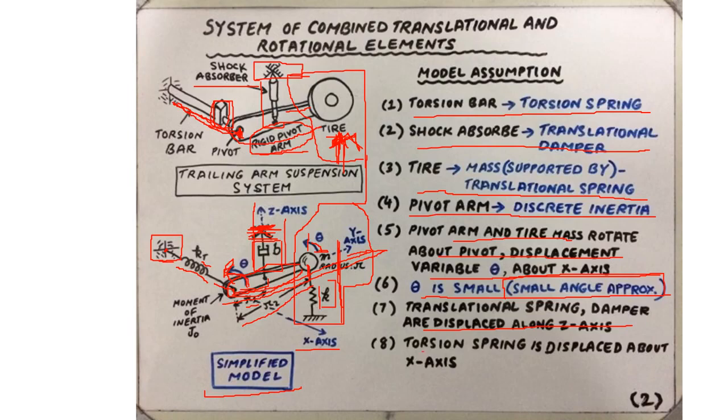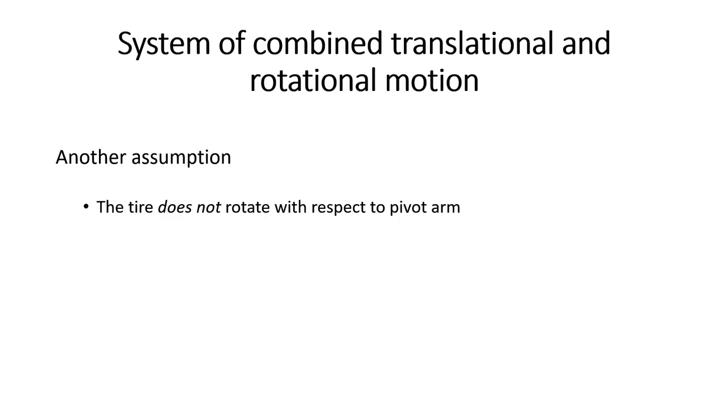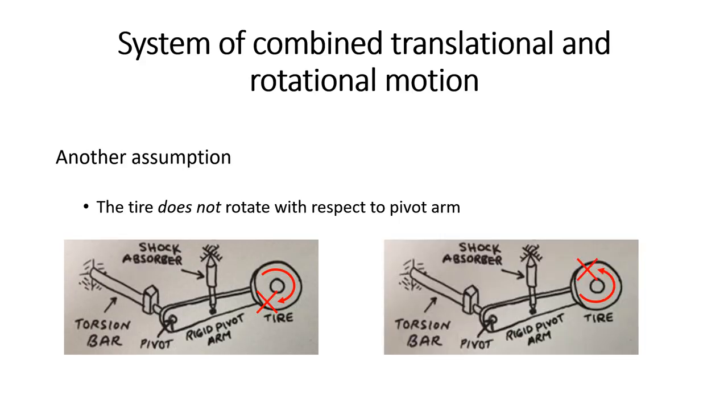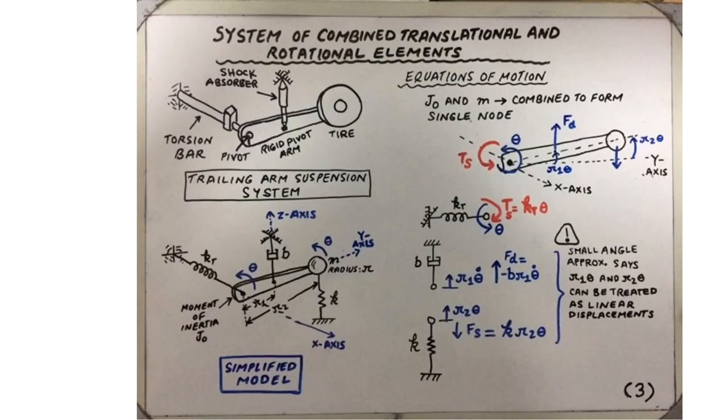And obviously the torsion spring is displaced about the x-axis. It actually represents the angular displacement. Another important assumption is that the tire and the wheel assembly does not rotate with respect to the pivot arm, either in the clockwise direction or in the counterclockwise direction. Alright, so once the problem has been set up, it is useful to revisit the definition of the axis. So remember, the x-axis is the axis about which the torsion spring is going to rotate.